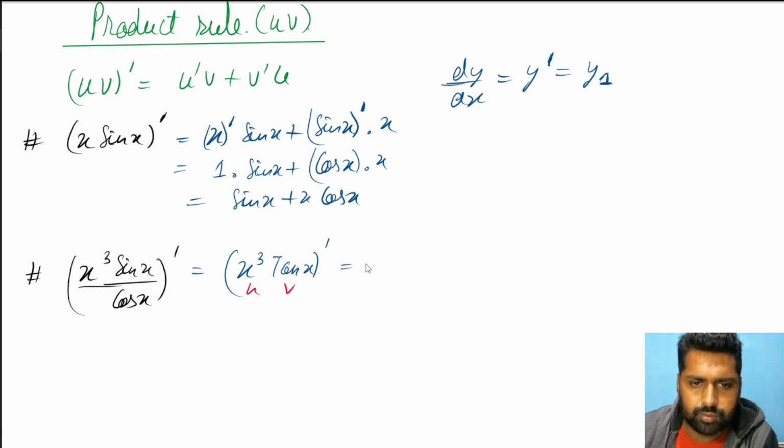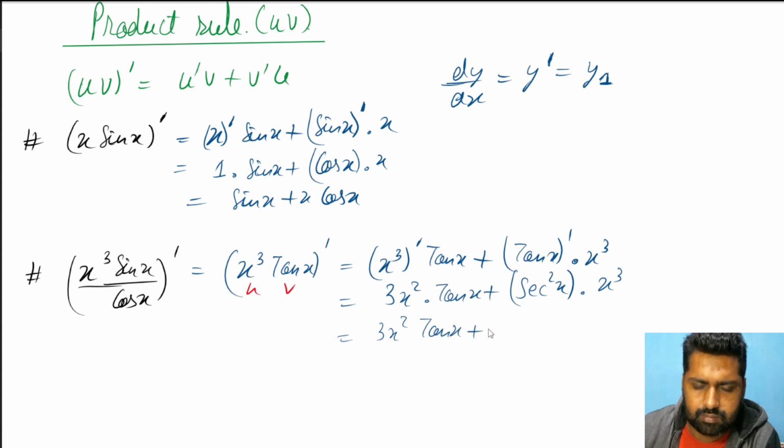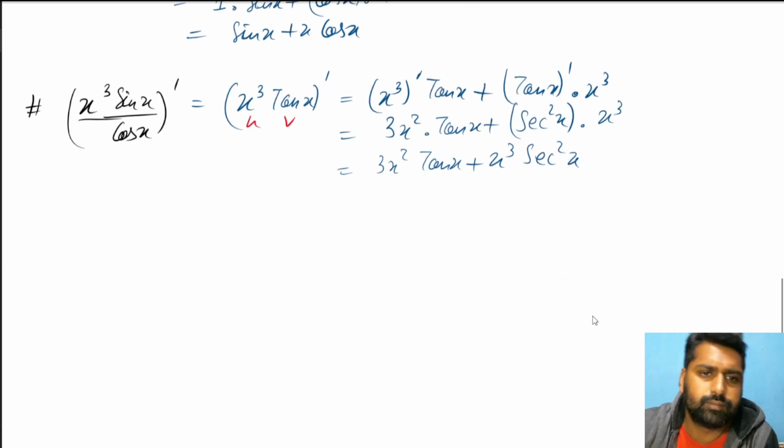Okay. So what do we do? We differentiate the first term, keep the other one as it is, tan x as it is, plus we differentiate the other term, tan x differentiation, keeping x cube as it is. x cube differentiation 3x square, tan x as it is, tan x differentiation sec square x, x cube as it is. Let's rearrange. 3x square tan x plus x cube sec square x. Okay. So far simple enough.